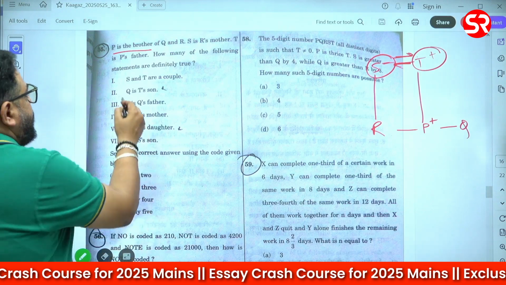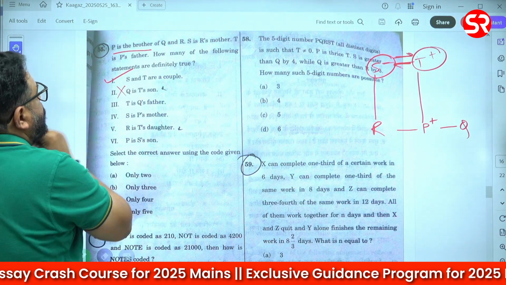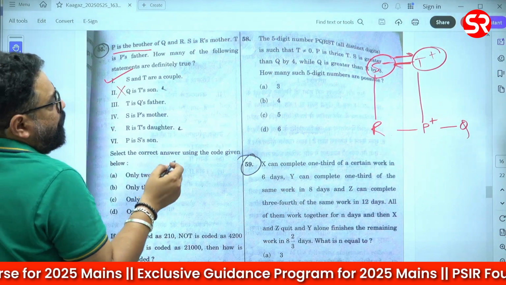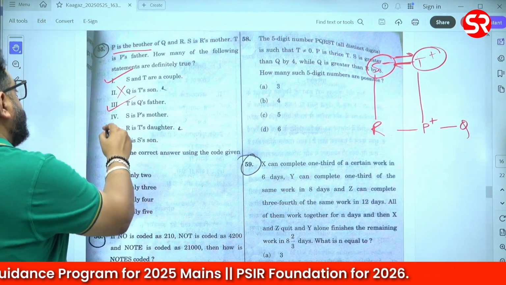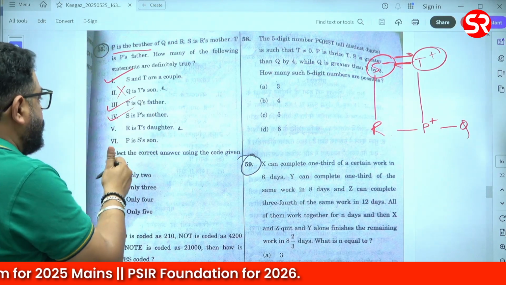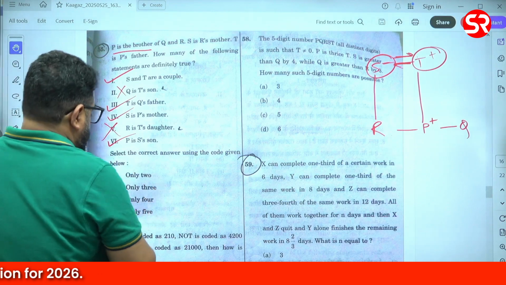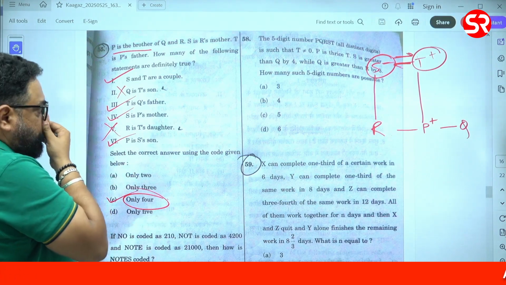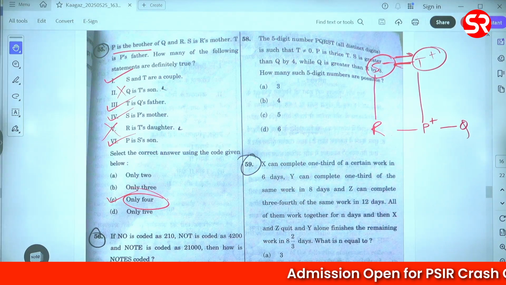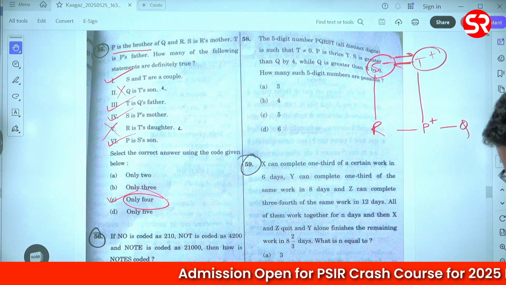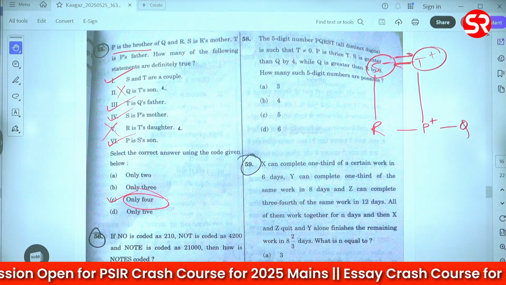So S and T are couple, true. Q is T's son, wrong, because we don't know the gender. T is Q's father, true. S is P's mother, true. R is T's daughter, we don't know of R. And P is S's son, so only four are true. Only four of them are true. So I think that works, guys, है ना? That really works. चलेगा? चलिए नेक्स्ट देखते हैं.